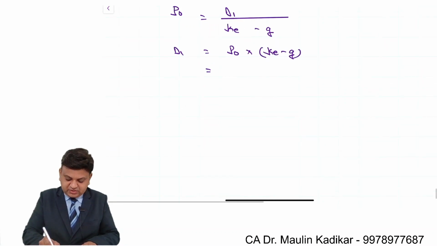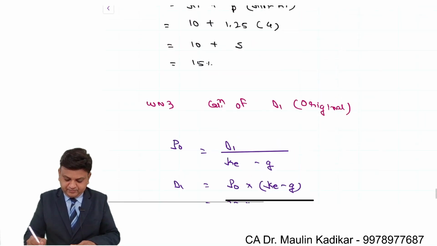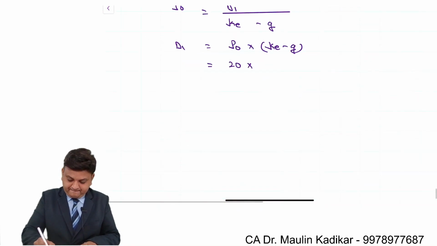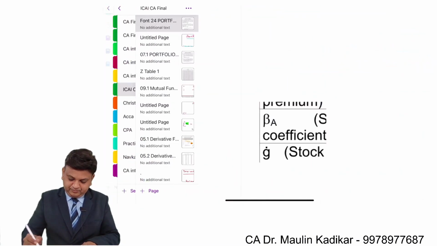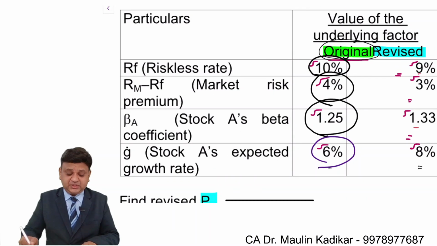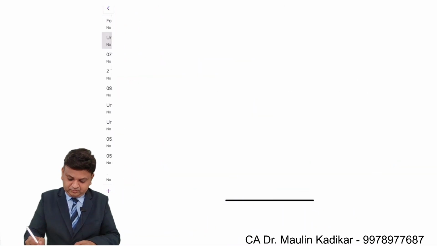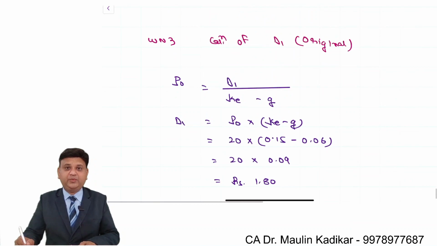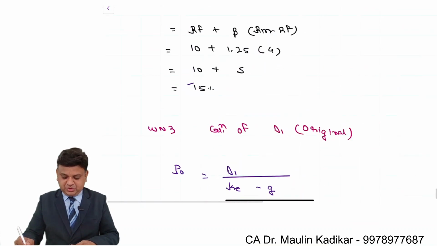P0 is provided to us in the example as 20 rupees. Cost of equity is 15%, and growth rate is 6%. So what will happen? 20 rupees into 0.09, that comes to rupees 1.80. That is the way D1 can be calculated using the original information.